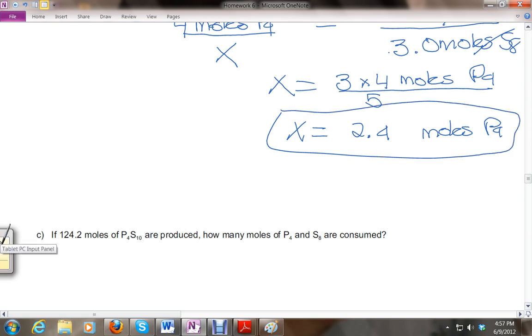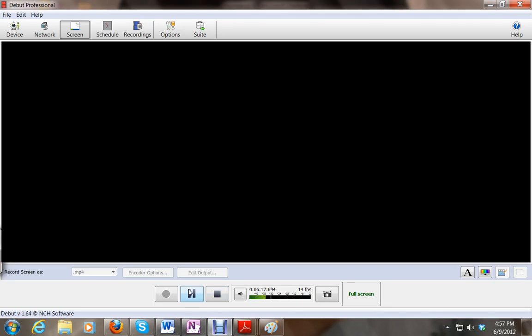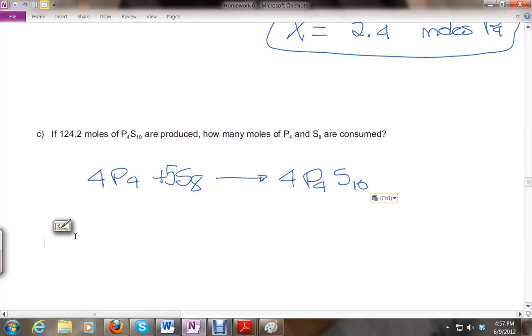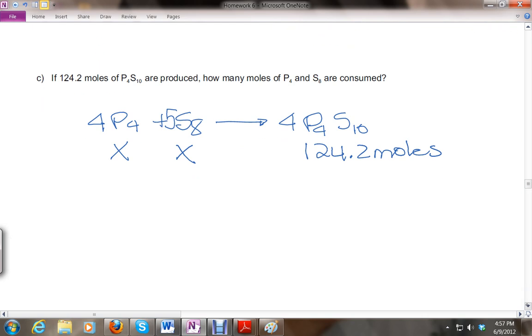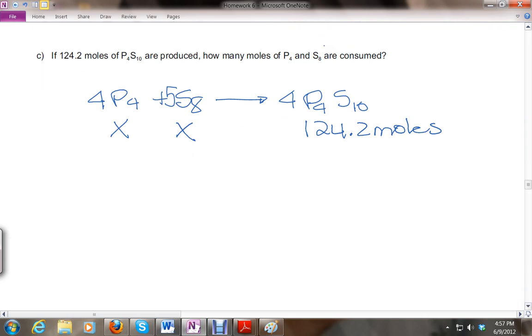For that, let me pause. Okay, I just copy and pasted the equation. If 124.2 moles of P4S10 are produced, so here you're producing 124.2 moles, right? How many moles of P4 and S8 are consumed? You see that having one, you can find the other ones. So which one do you want to do first? Let's start with the one they're asking first, the P4.